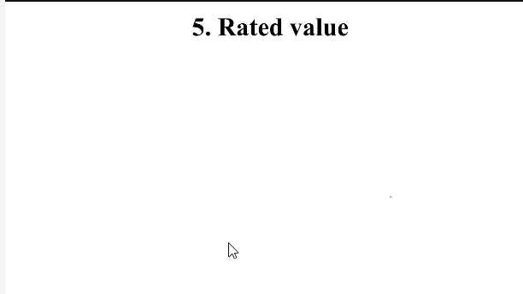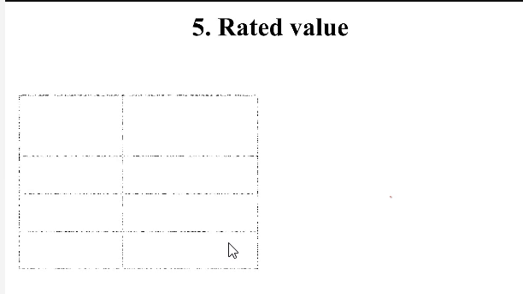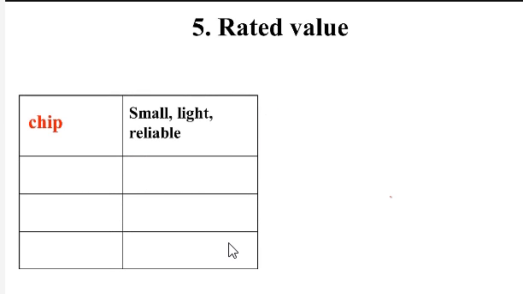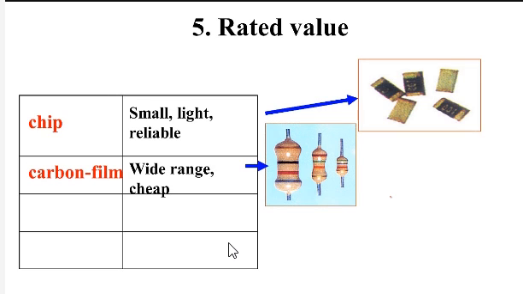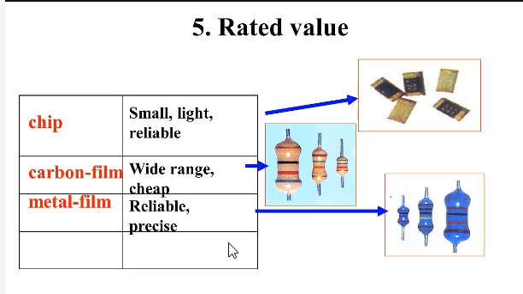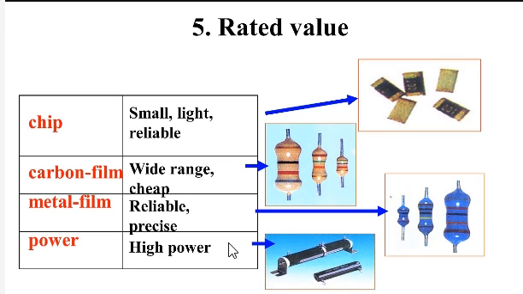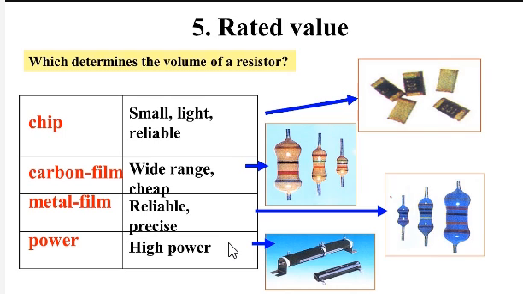Last, we are going to answer the question I asked before. For a resistor, what are its rated values? There are four types of common resistors. The first is a chip resistor. It's very small, light, and reliable. The second is a carbon film resistor. It's very cheap and with a wide range of resistance, but with less precision. The resistor that replaces the carbon film resistor is called a metal film resistor. It's very reliable and with high precision. There's also a power resistor which is suitable for high power.